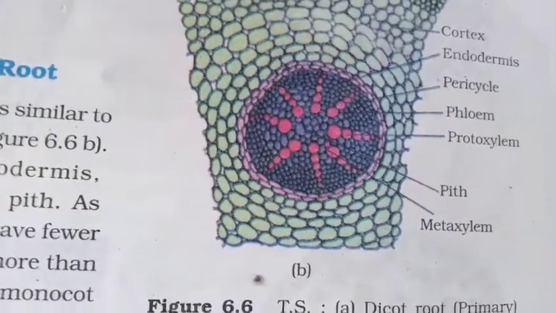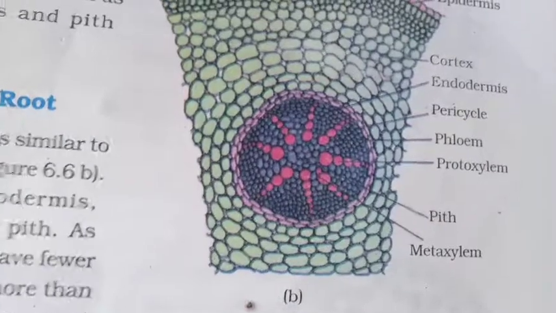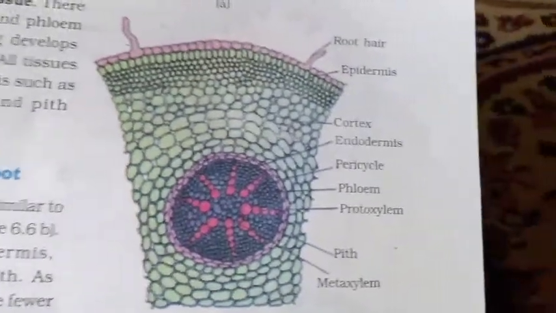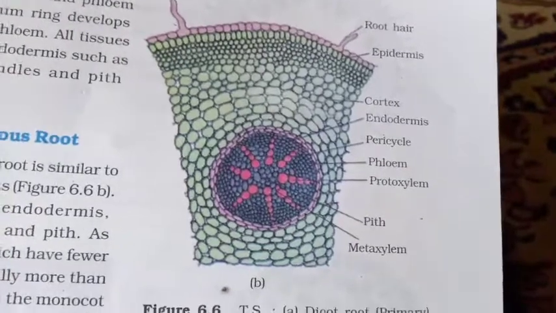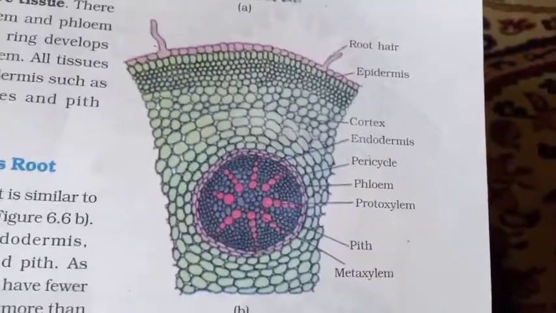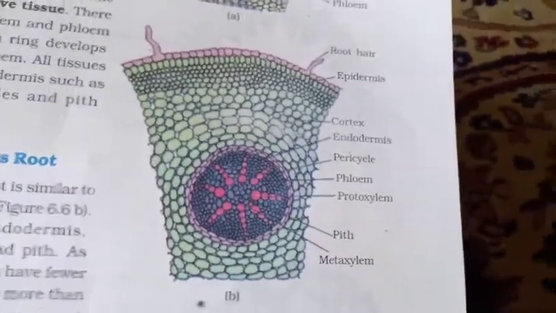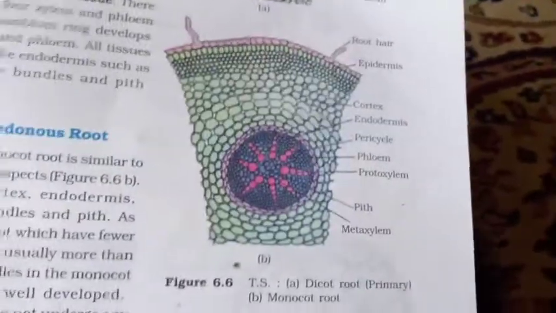And there is no secondary growth in the monocot roots, as these monocots usually live for one growing season only.